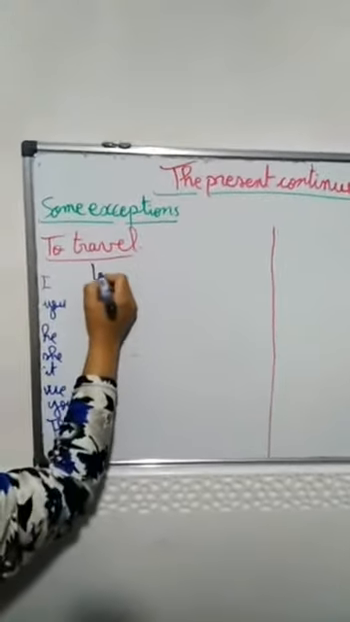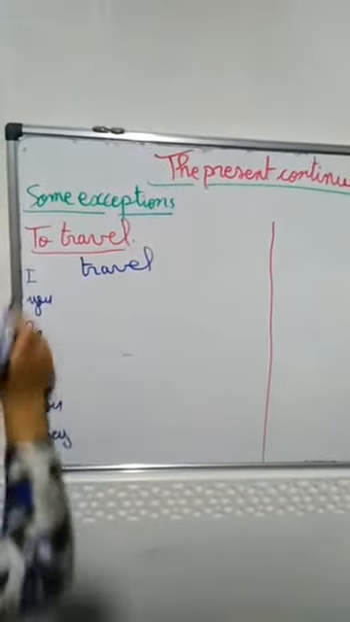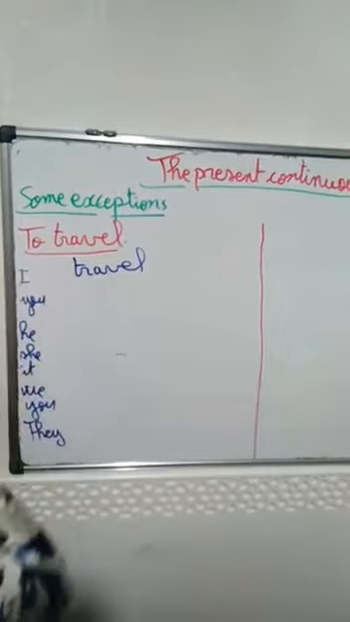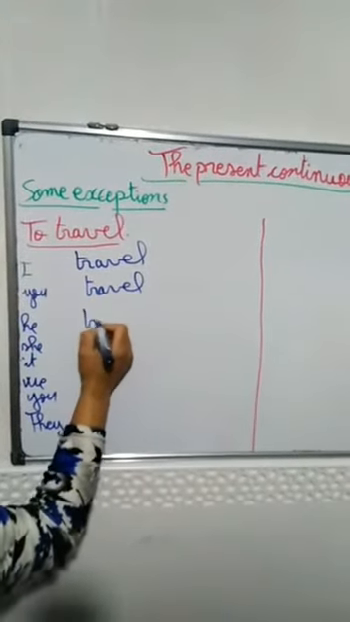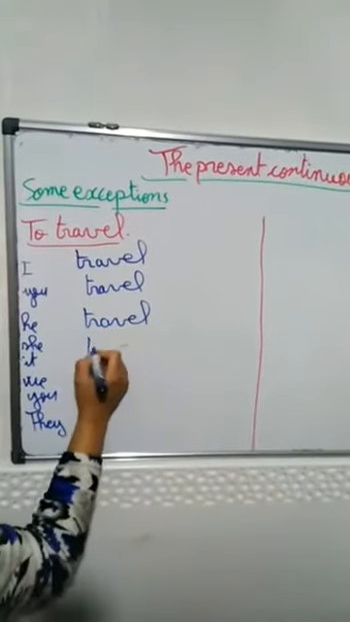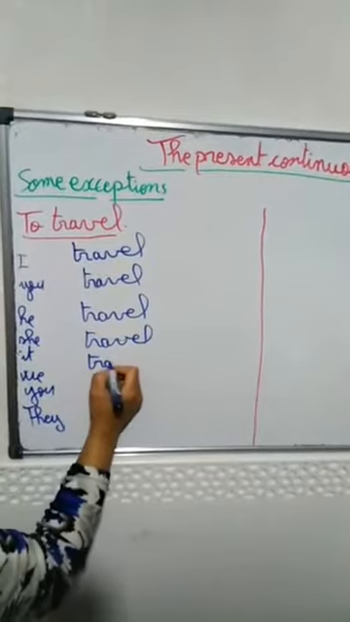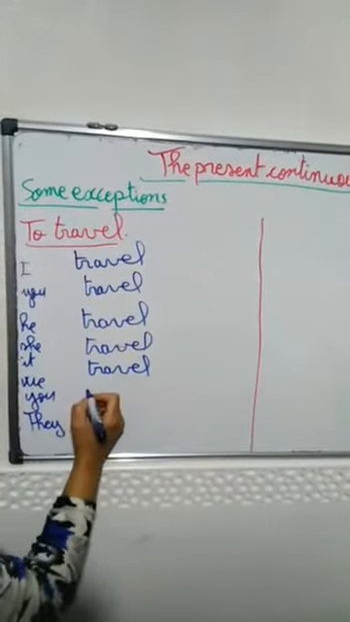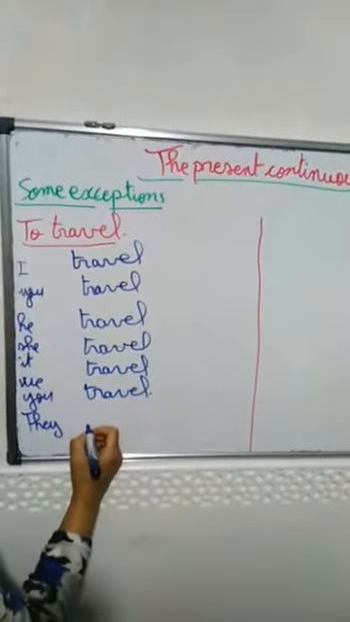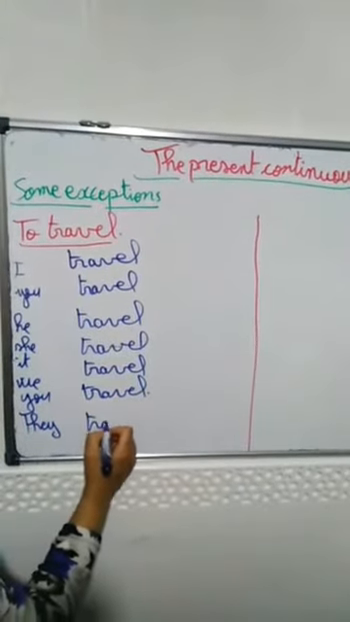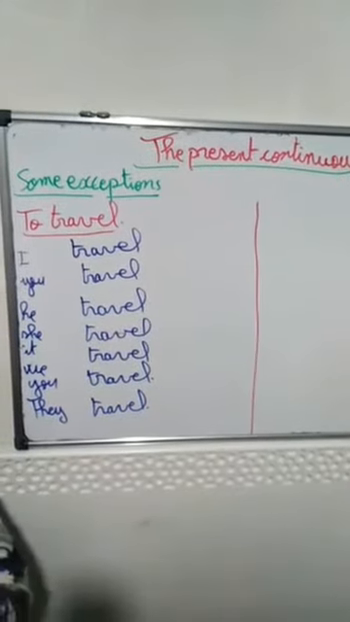After that, we use the verb travel as it is without any change. We just delete to of the infinitive. Okay, we use the verb as it is, travel. Is this okay? Pay attention with me, please. So, what is the difference between this verb and the other verbs? Pay attention here, please. So, this verb, what do we have in this verb?